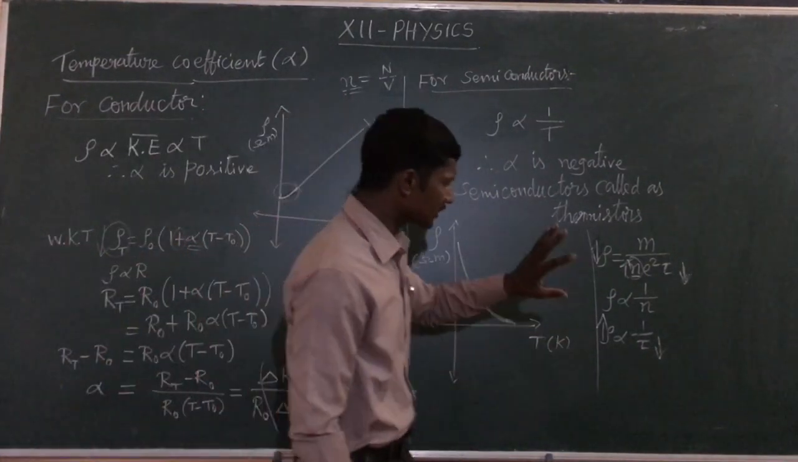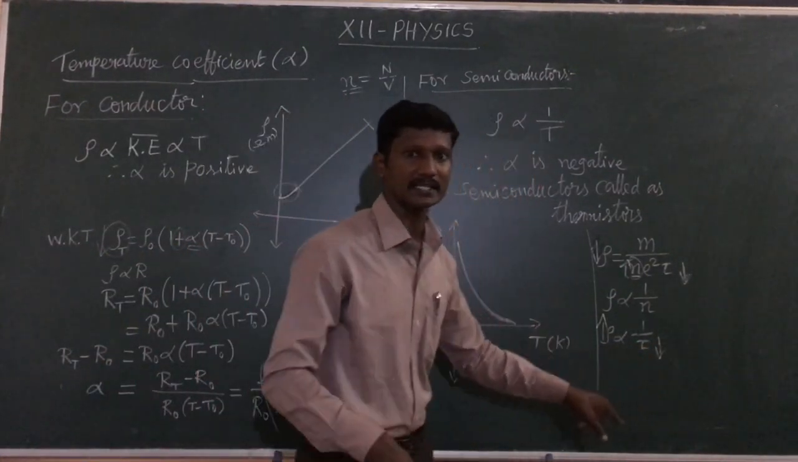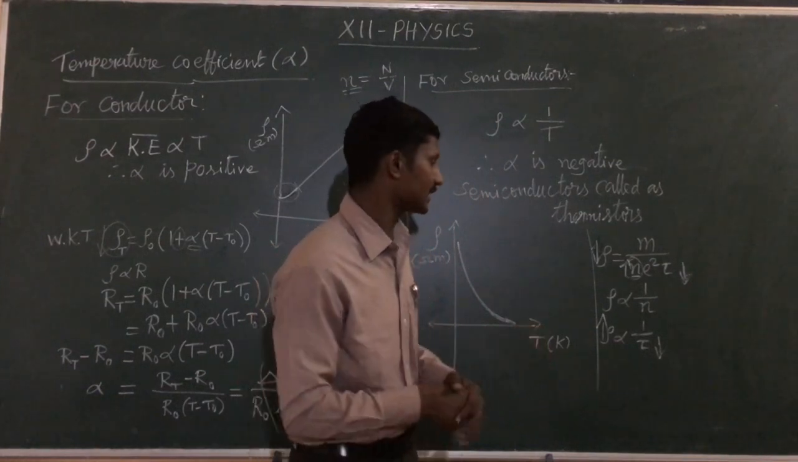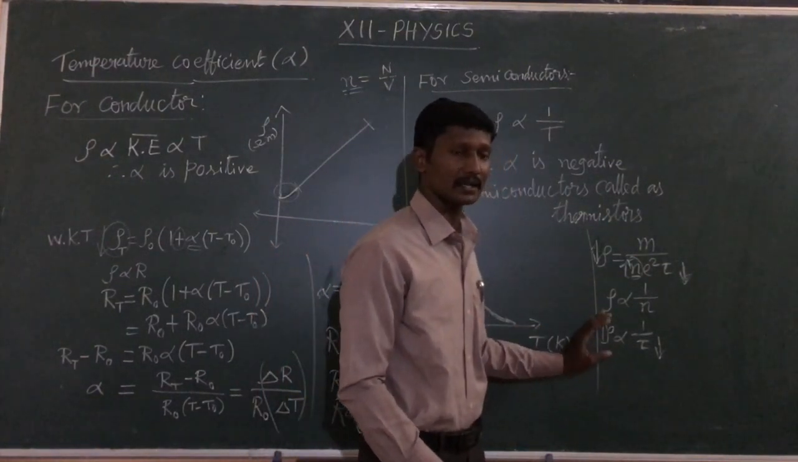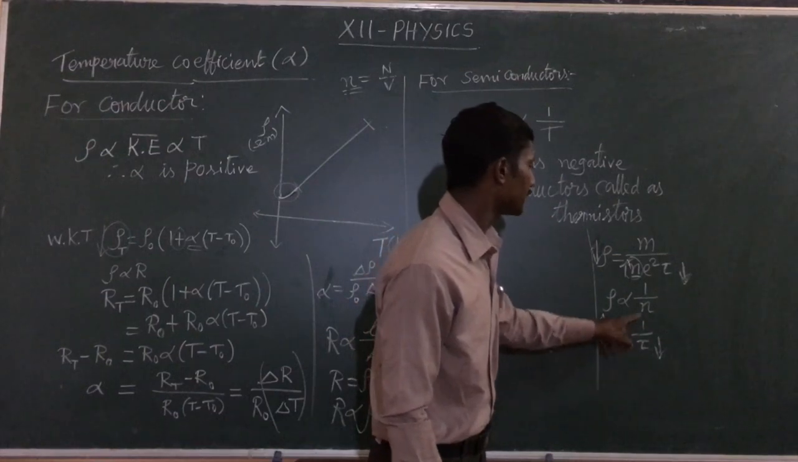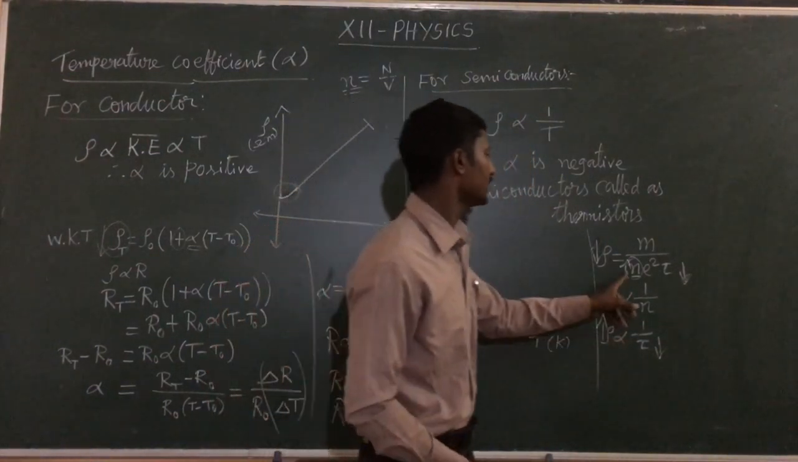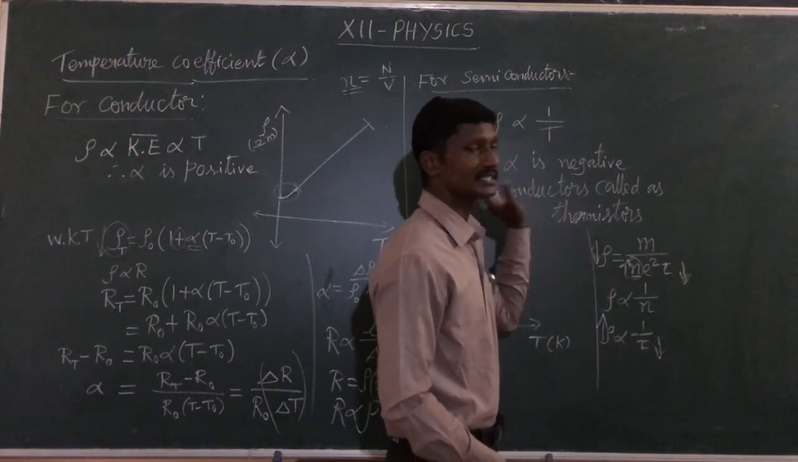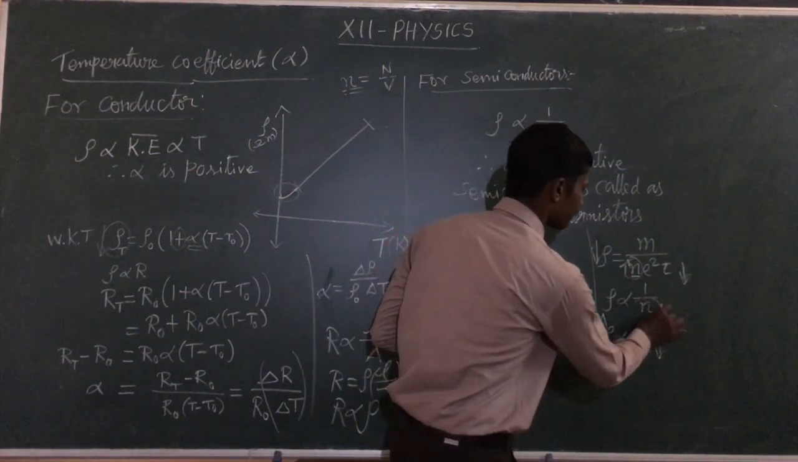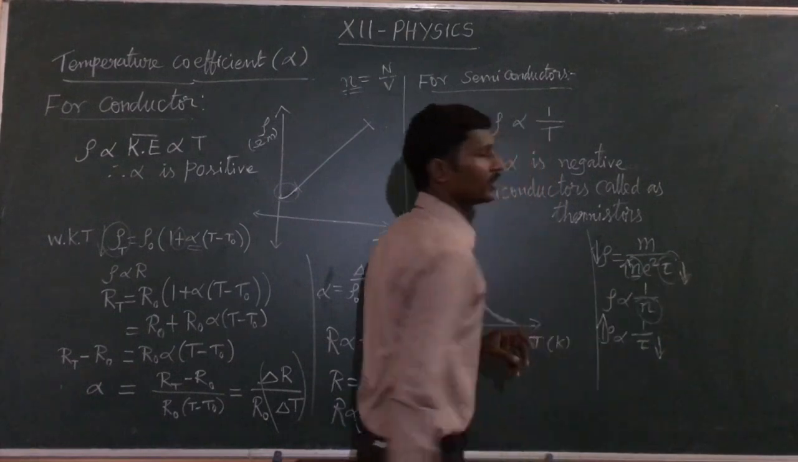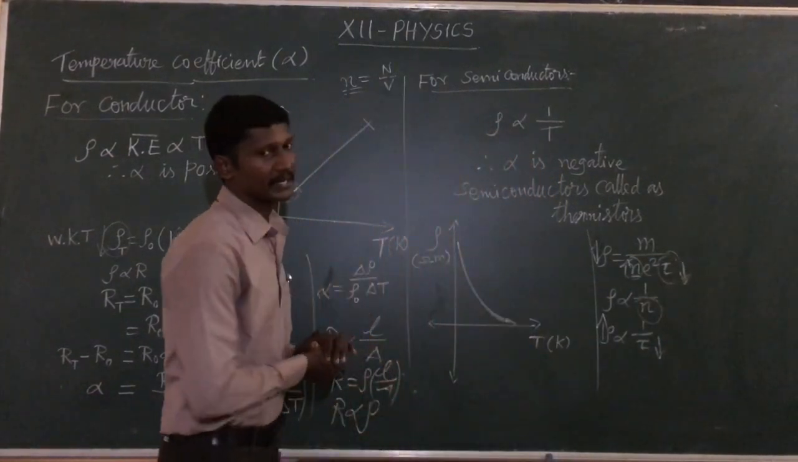In a semiconductor also, tau decreases because the time decreases, and resistivity would increase, but this is eliminated by n, because a large number of electrons is produced, so n increases, therefore resistivity decreases. So the number of free electrons dominates over tau in a semiconductor.